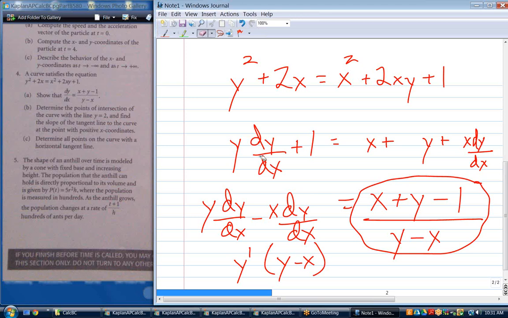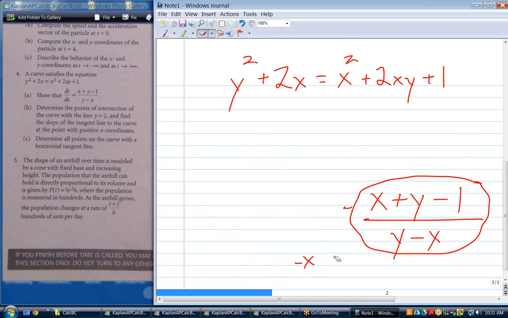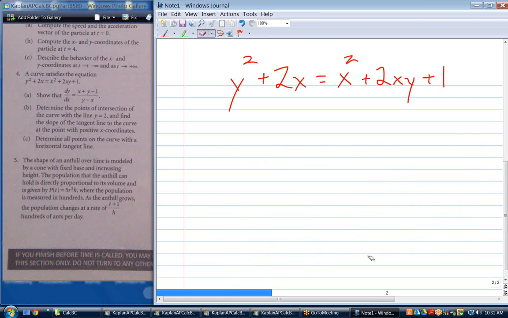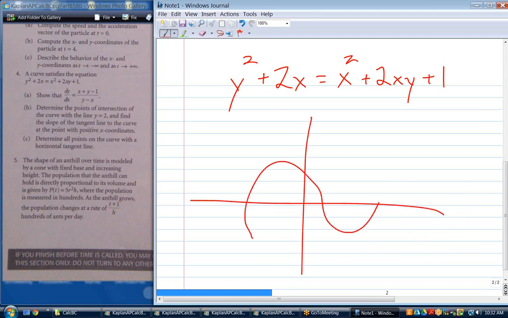So I'm going to erase all of this because we don't need that anymore, especially since we're looking at the answer there. And I don't want to erase the original function. So how do I answer the first part of that? How do I determine the points of intersection of the curve with the line y equals 2? In other words, if this is some sort of curve like this, and I put the line y equals 2 in there, where does it intersect?